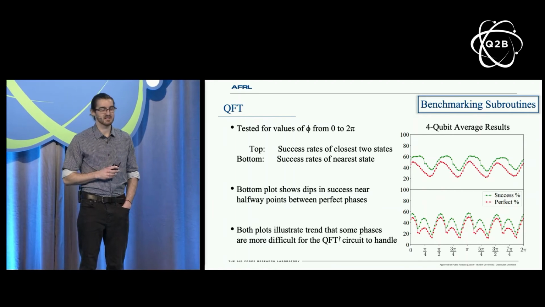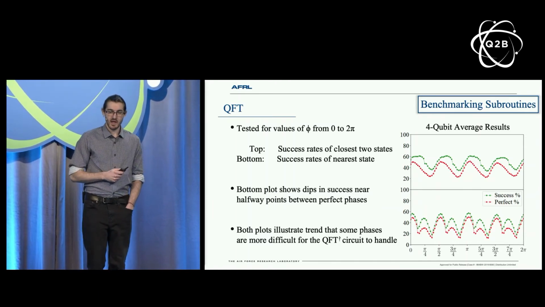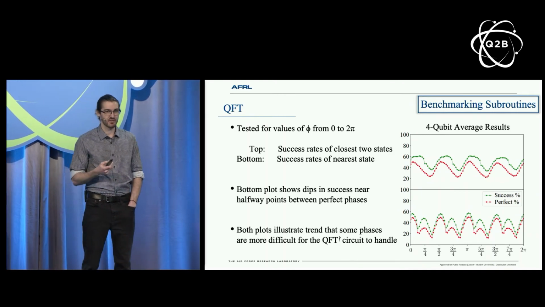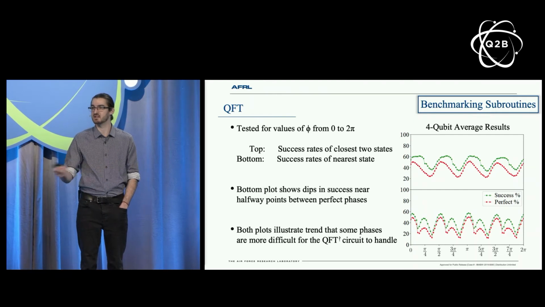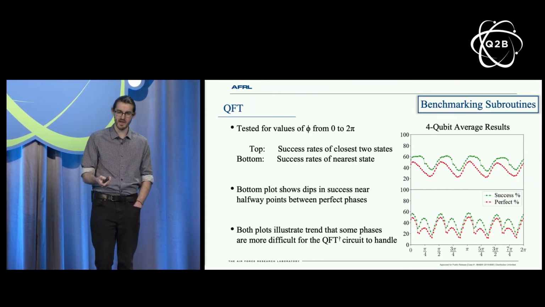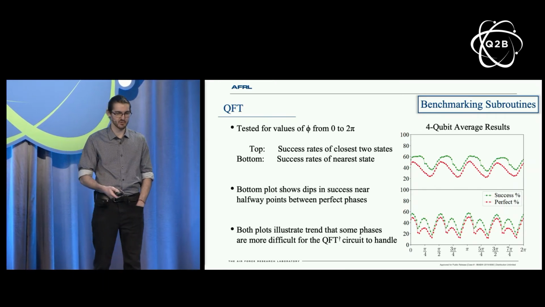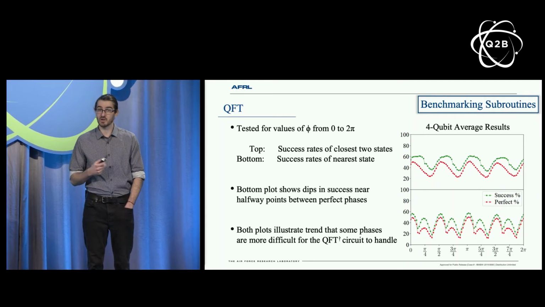Here again, we see the success metric and the perfect metric for when you have in Silla or not. What immediately jumps out at you is that the phase absolutely plays a role here. It's not a consistent benchmark. It depends on what phase you're using. And not only that, there seems to be some sort of pattern that's repeating every quarter cycle here. So some phases are easier to detect than others.